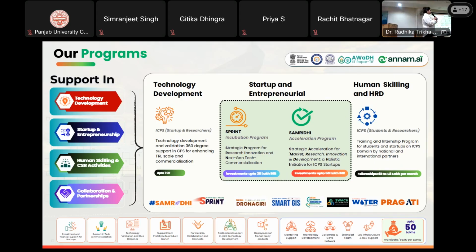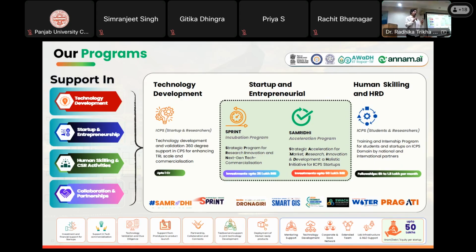Sprint is a scheme for a student, a researcher, a faculty member, or a budding entrepreneur. You have an idea, and you're still figuring out whether the startup will work out or not. So the initial support that we provide is the Sprint support. This support is up to 25 lakhs that gives you the initial push to start your own startup.